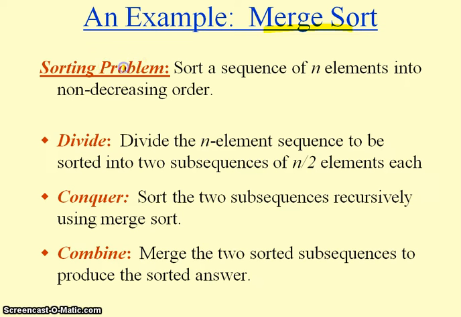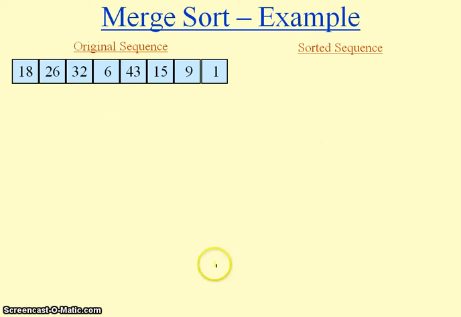Merge sort is a problem of sorting a sequence of n elements into non-decreasing order. So this problem can be solved by the divide and conquer strategy. In the divide stage, the n element sequence is divided into subsequences of n by 2 elements each, and then conquered by obtaining solutions for these subproblems recursively using merge sort. In the combine stage, the two sorted subsequences are merged to obtain the sorted order for the original problem. Here is an example for merge sort.